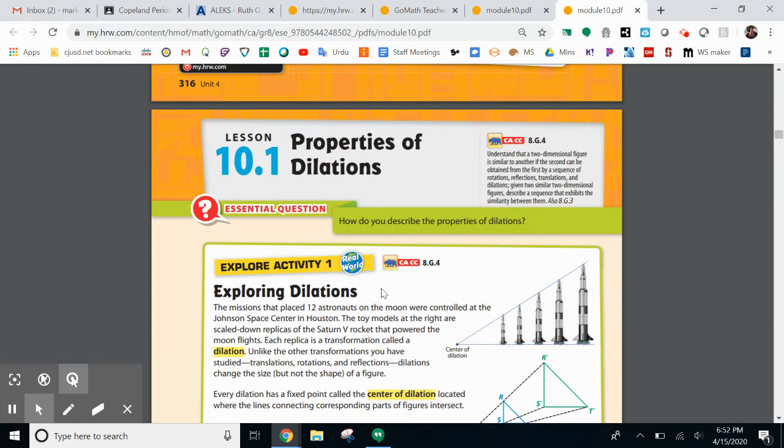So this is it for our introduction to dilations and giving you guys a little intro to what this means. Dilations are something that we'll use a little bit of, and you'll have an assignment to work on now.